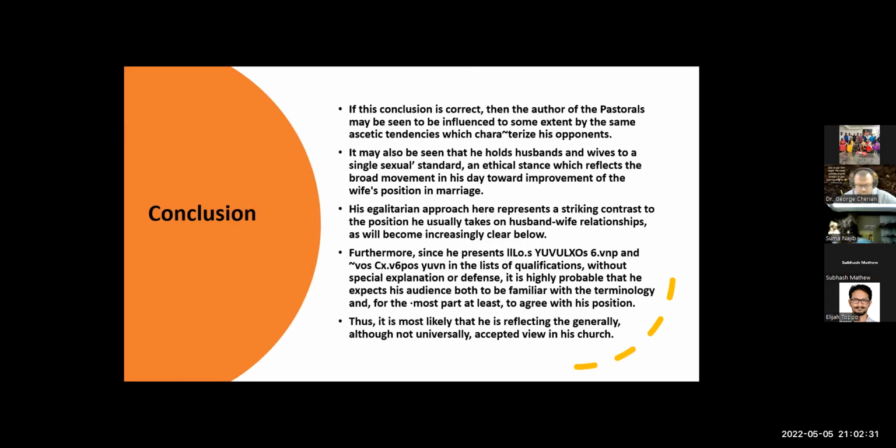Anyway, this is what is written in the article itself. I just put it as a conclusion part. If this conclusion is correct, then the author of the pastorals may be seen to be influenced to some extent by the same, or is he talking about Paul? I don't know. The pastoral may be seen to be influenced to some extent by the same ascetic tendencies which characterize his opponents. And it may also be seen that he holds husbands and wives to a single sexual standard and ethical stance, which reflects the broad movement in his day toward improvement of the wife's position in marriage.